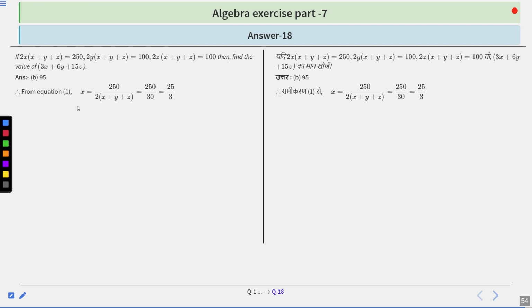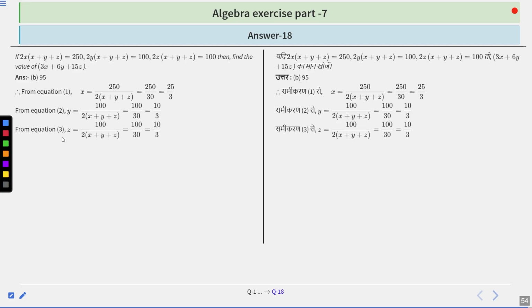So from equation 1, x is going to be equal to 250 upon 2(x + y + z). x + y + z was 15, so 2 into 15 is 30. That is 25 upon 3, the value of x. Similarly, from equation 2, y is equal to 100 upon 2(x + y + z), 100 upon 2 into 15 is 30. That is equal to 10 upon 3, the value of y. And from equation number 3, z is equal to 100 upon 2(x + y + z). That becomes equal to 10 upon 3.